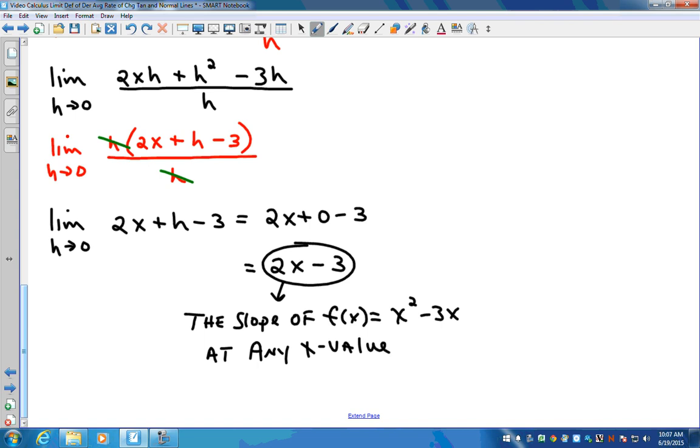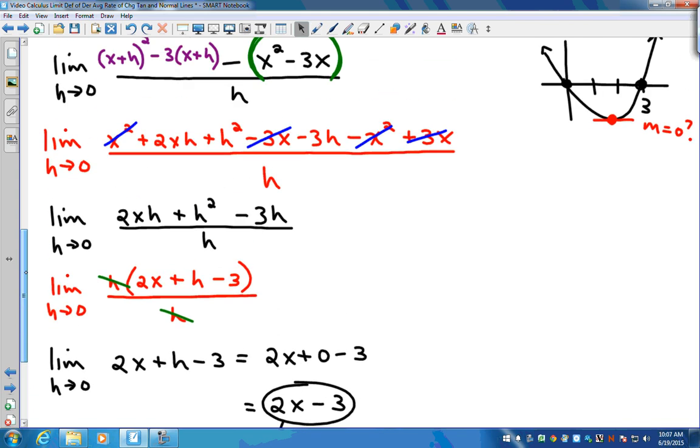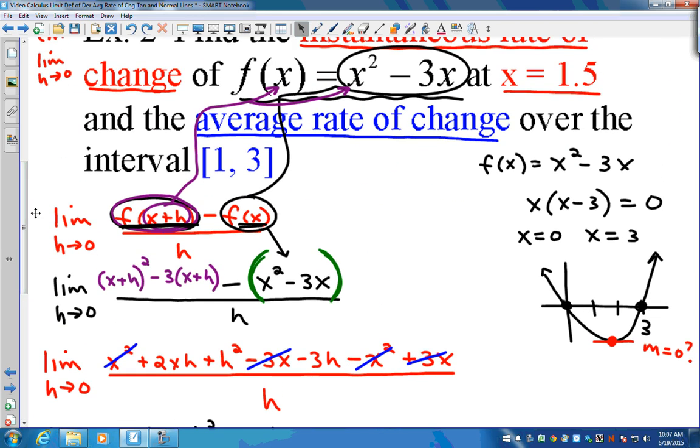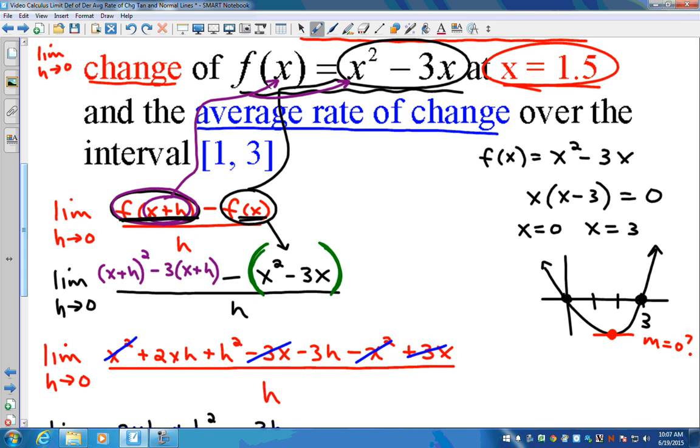What is the x value that we want? Do you remember? At x equals 1.5, right? Isn't that what we said? Here it is. We want the instantaneous rate of change at x equals 1.5. You know what, 1.5 is the same thing as 3/2.